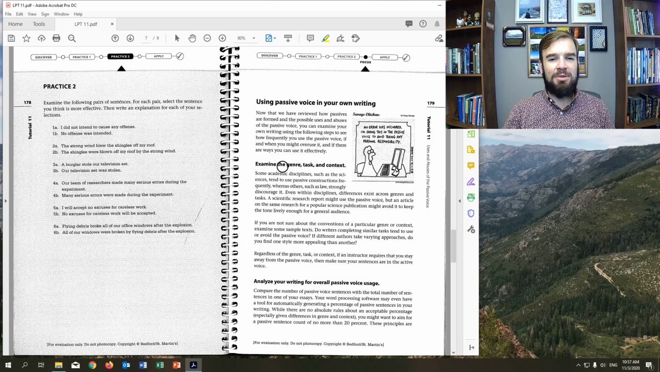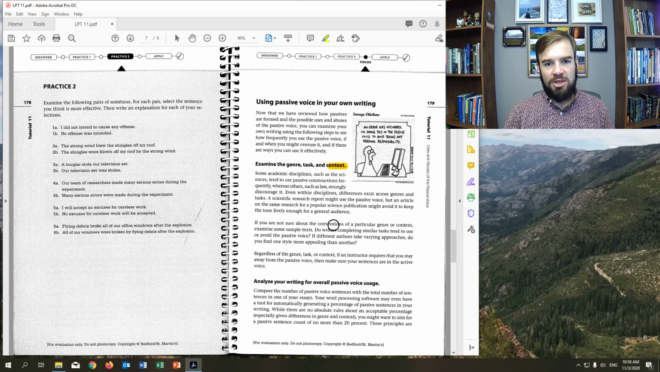So first, examine the genre, the task, and the context, our favorite word. Some academic disciplines, such as the sciences, tend to use passive constructions frequently, whereas others, such as law, strongly discourage it. Even within disciplines, differences exist across genres and tasks. Now, a scientific research report might use the passive voice, but an article on the same research for a popular science publication might avoid it to keep the tone lively enough for a general audience.